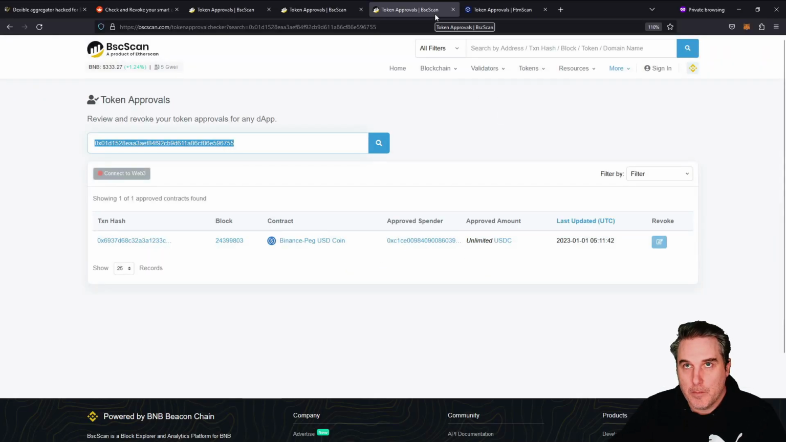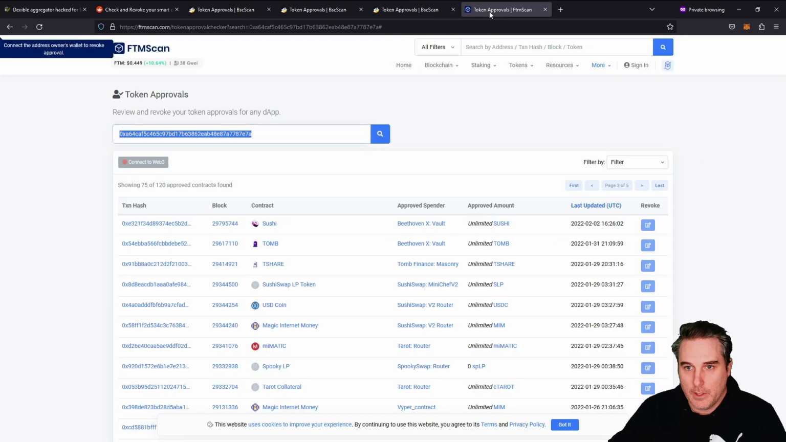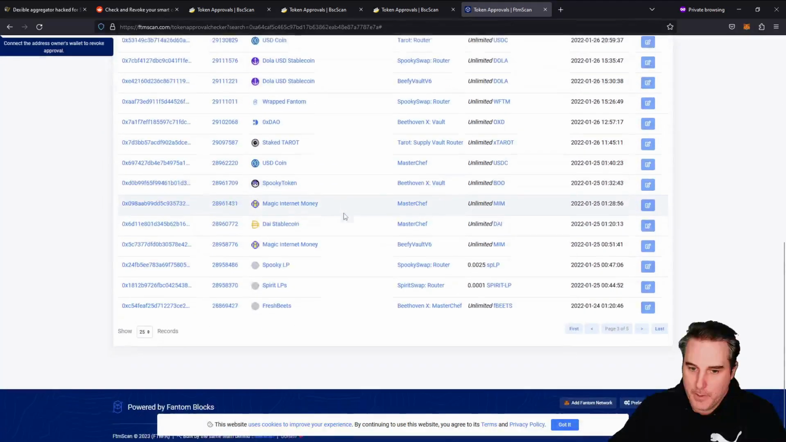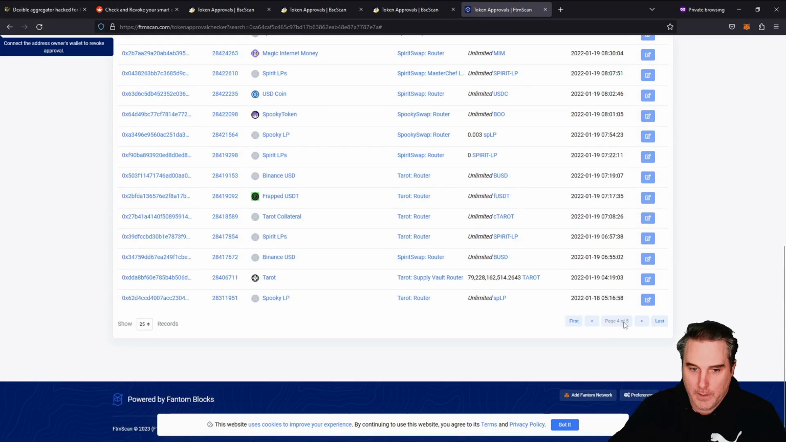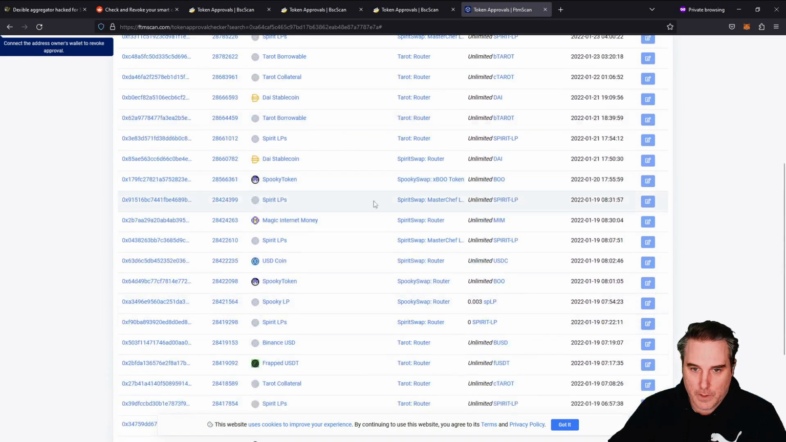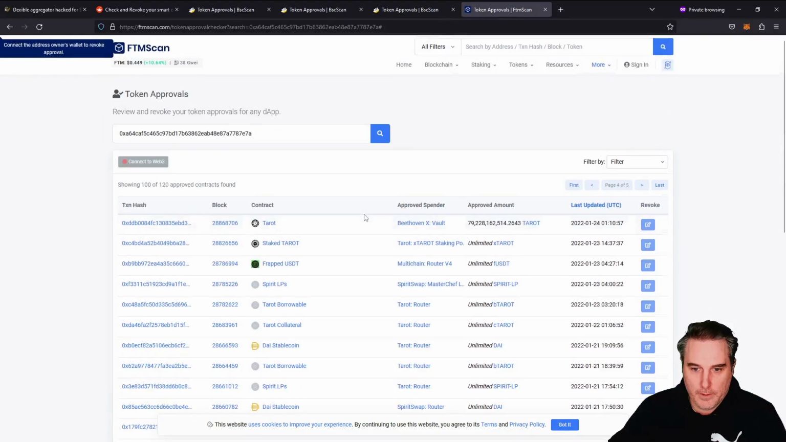Now that's the BSC chain. So you will copy that out and you'll look at FTM, go and check that manually, dump it in, and you can see that this wallet is busy. There's like eight or 5 pages here. Just a lot of stuff on this wallet.